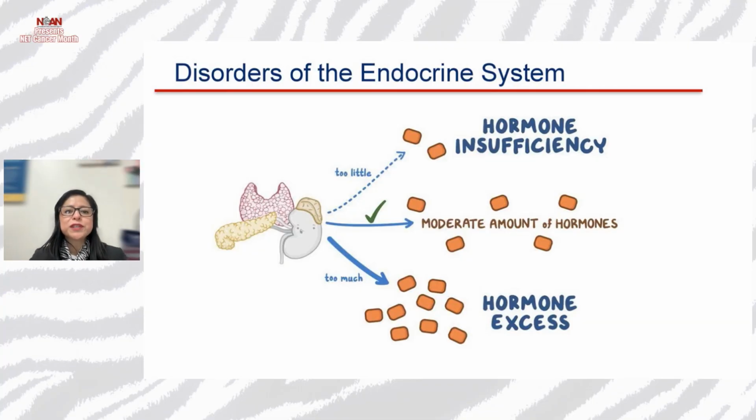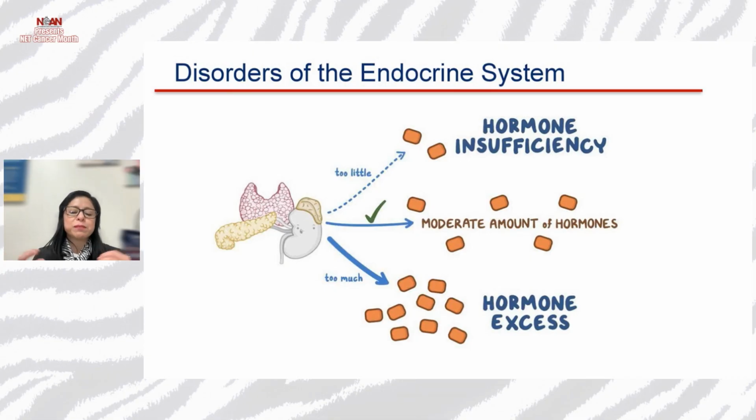First, we need to understand a little bit about the disorders of the endocrine system and what it means when a patient has hormone excess or hormone insufficiency. Hormone insufficiency is when a specific hormone is produced very little, or hormone excess when a specific hormone is produced in an excessive amount.